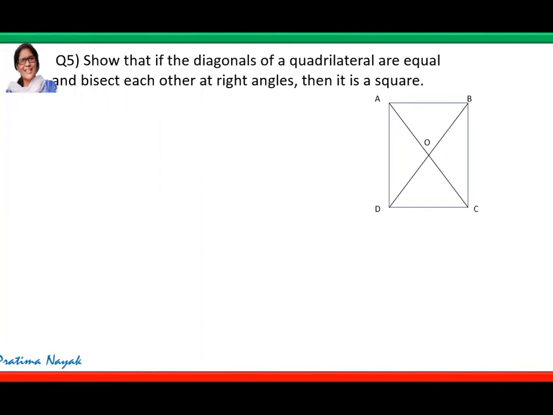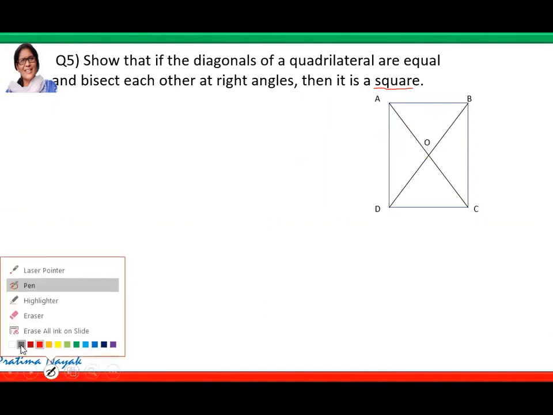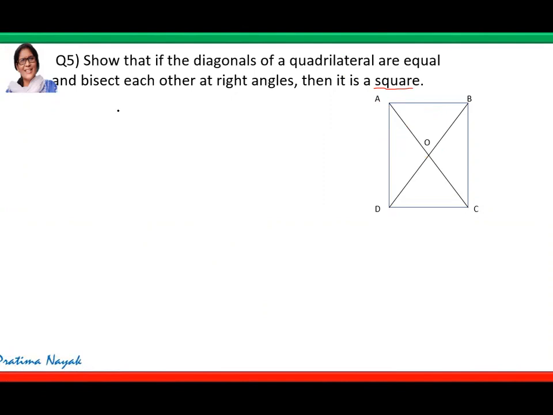Show that the diagonals of a quadrilateral are equal and bisect each other at right angles, then it is a square. You have to prove that it is a square, so your figure should be a square. Here it is given the diagonals of the quadrilateral are equal and bisect each other. So here we apply many logics to prove it is a square.